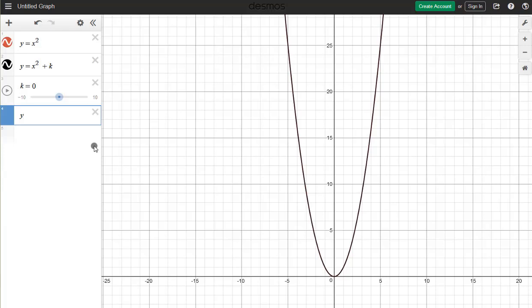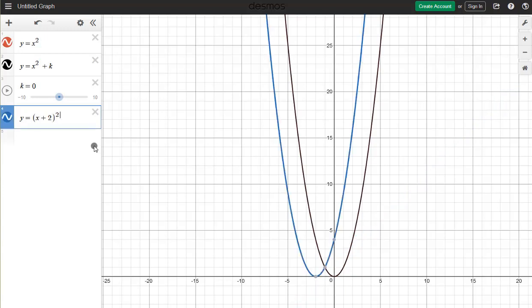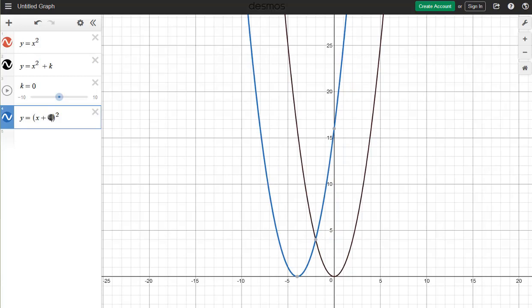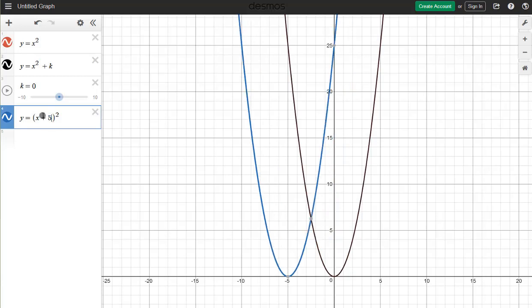Y equals, and let's see what happens if you put something in the middle there, like an x plus 2 altogether squared. Ooh, it moved it 2. What if you move it 3? How about 4? Do you see each number in here moves it to the left 1 more? That's kind of weird. We put in a plus 5 here, and look at that. It scooted it all the way left 5. And well, why is that?